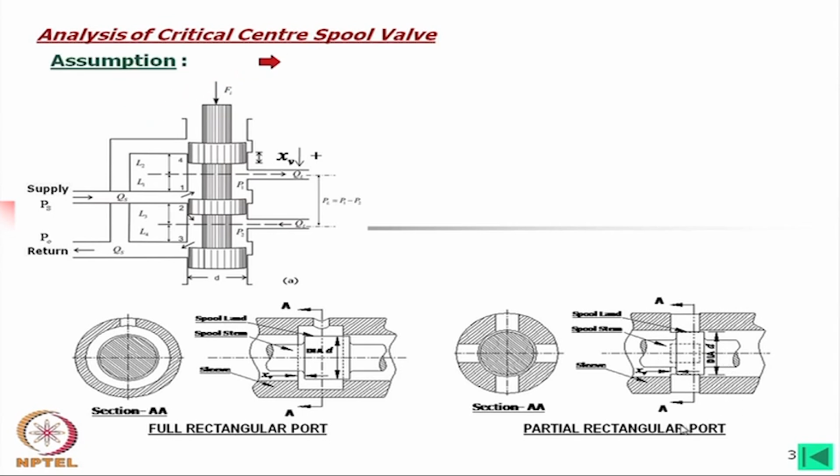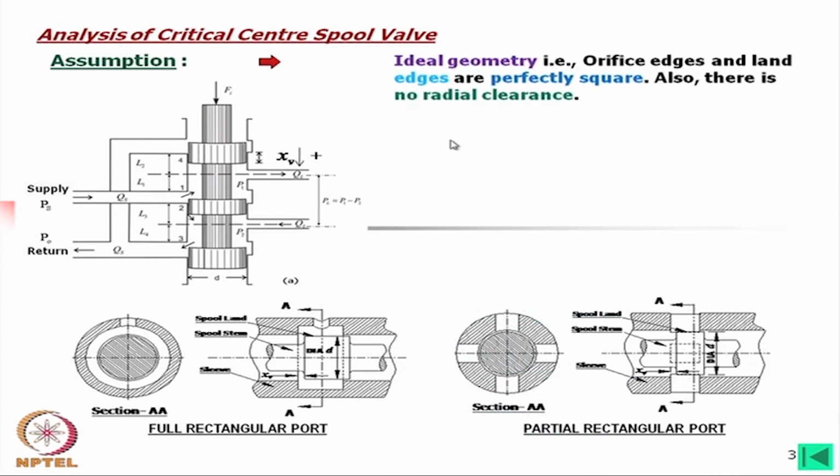Now, before analysis, we make some assumptions. These assumptions are essential for the analysis, although it may not be in practice, or in other words it may not match with the actual realistic data. Now, ideal geometry, what do we mean by ideal geometry? First, I have talked about the width. Then comes the orifice edges and the land edges are perfectly square. That means this edge is sharp.